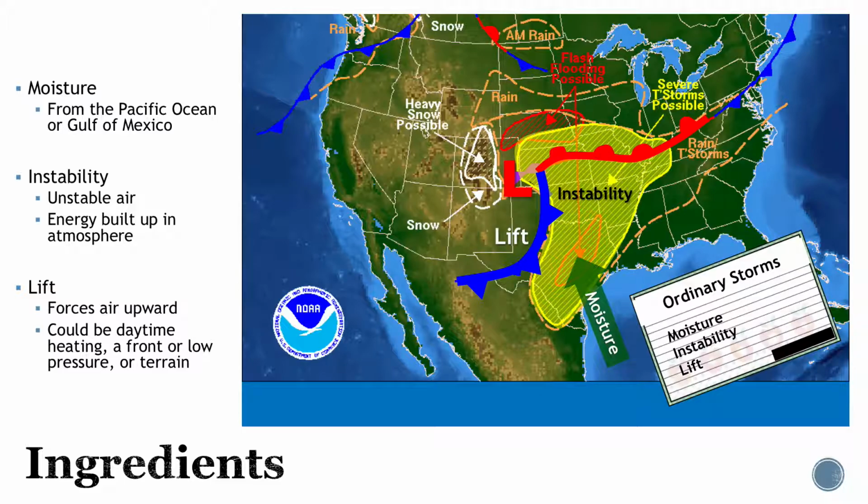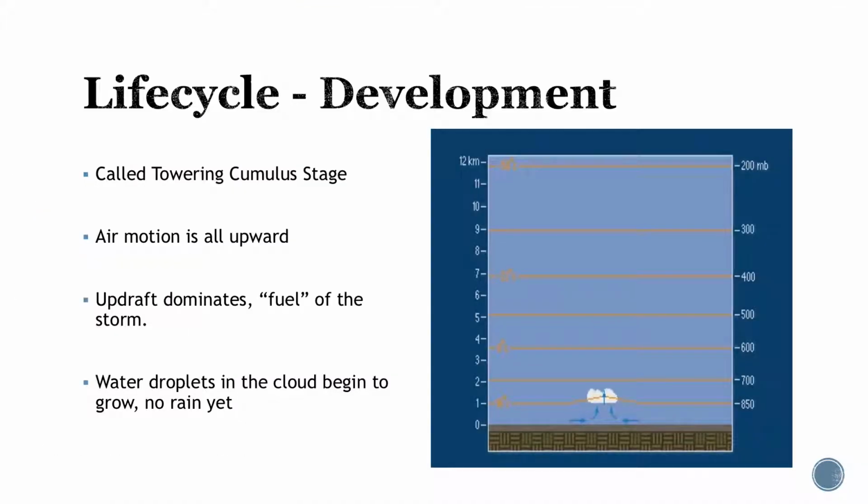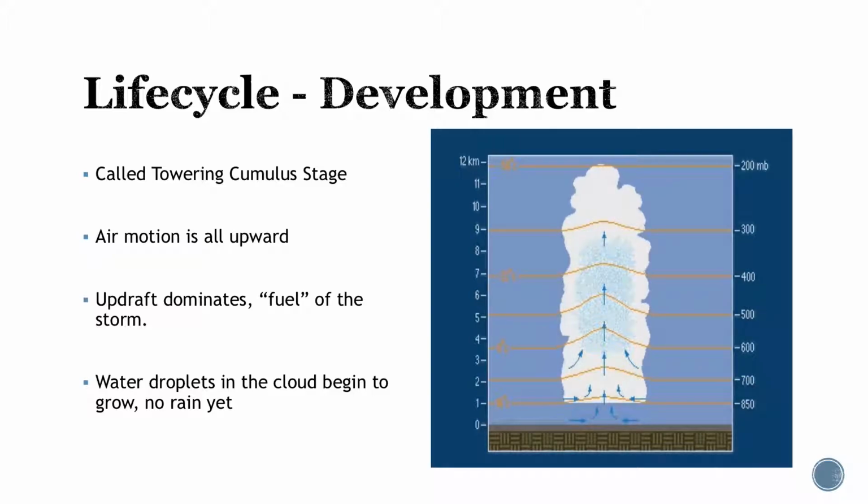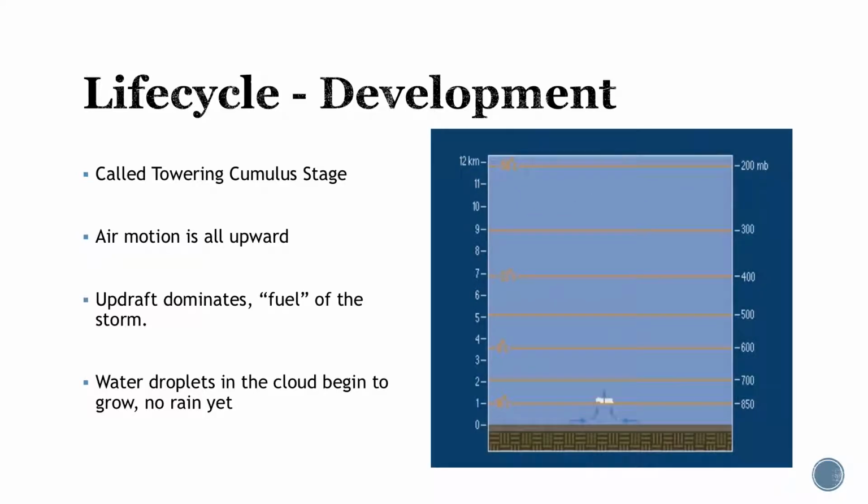So if all three of these things line up, then most of the time we get thunderstorms. They begin as what's called the towering cumulus stage. Basically, you just get a really tall cumulus cloud that's starting. All of the air motion is upward. We call that an updraft. So all of the air is moving up into the thunderstorm. And you can think about this as the fuel for a thunderstorm. The fuel for a car is very much what all this air is to the thunderstorm. So you can very much think of a thunderstorm as a car here for this example.